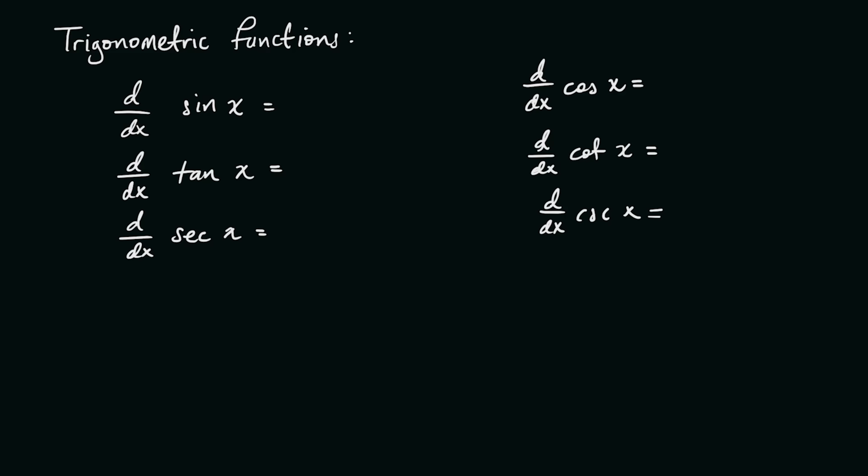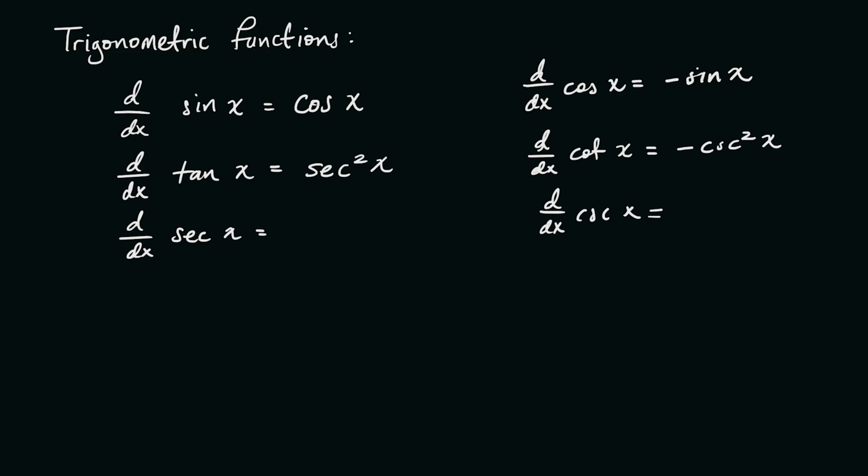Alright, so the derivative of sine x is just cosine x. The derivative of cosine x is just negative sine x. Now, you see a little pattern there, right? It's just the reverse, the opposite signs, right? Now, the derivative of tangent x is secant squared x. And the derivative of cotangent x is just negative cosecant squared x.